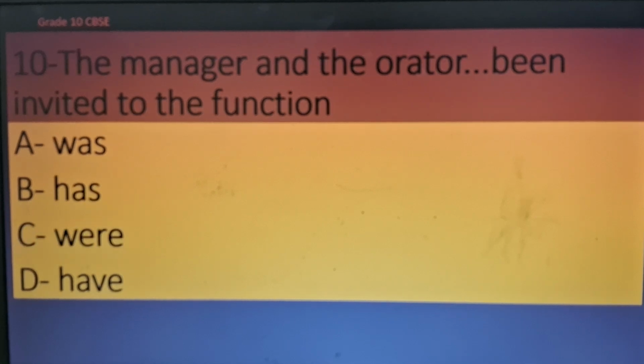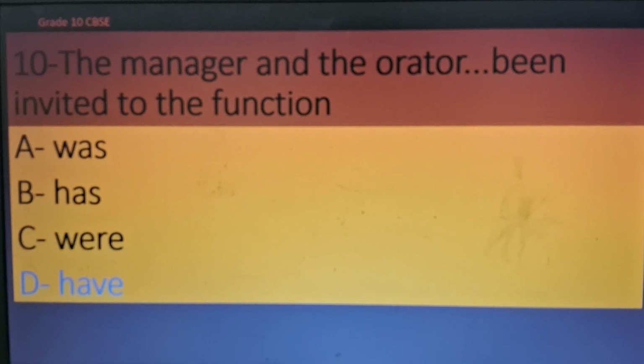Question 10. The manager and the orator dash been invited to the function. Option A was, option B has, option C were, and option D have. Can you guess the answer? Children, what is the answer? The answer is have. How do we get have here? The manager and the orator.